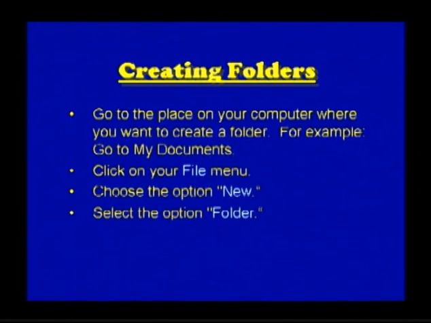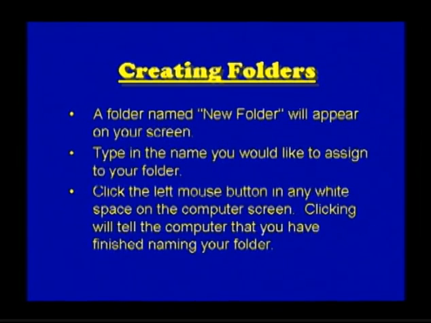Creating folders. Go to the place on your computer where you want to create a folder. For example, go to My Documents. Click on your File menu. Choose the option New. Select the option Folder. A folder named New Folder will appear on your screen. Type in the name you would like to assign to your folder. Click the left mouse button in any white space on the computer screen. Clicking will tell the computer that you have finished naming your folder.